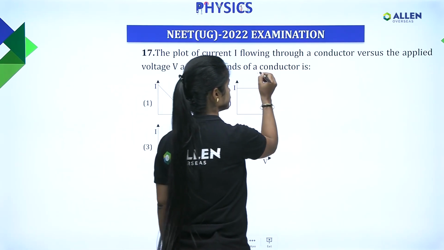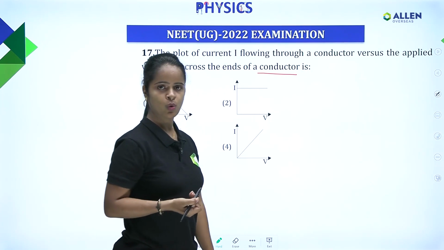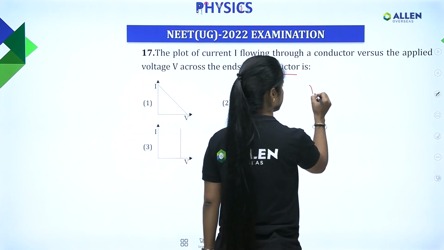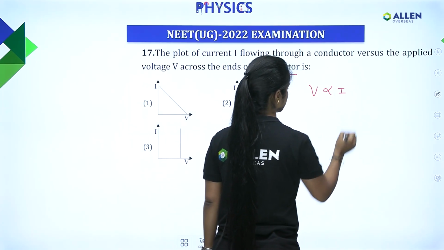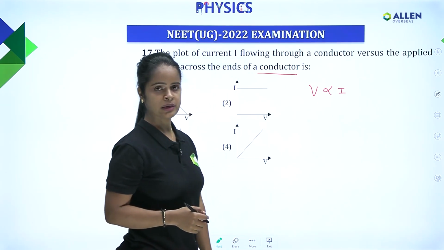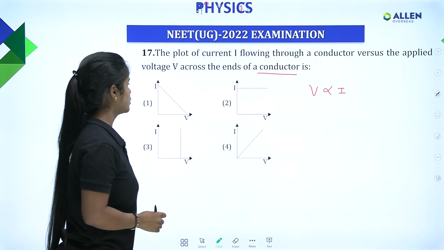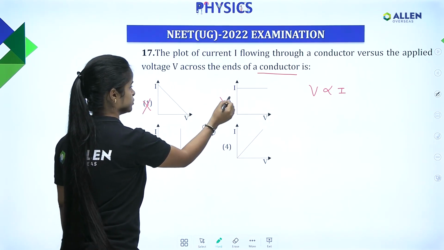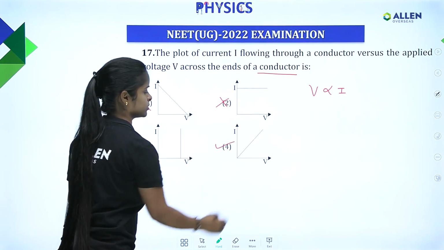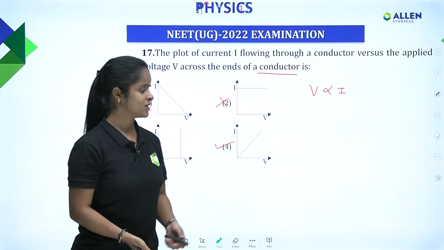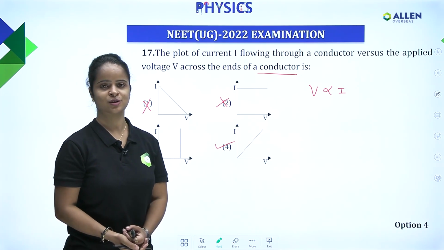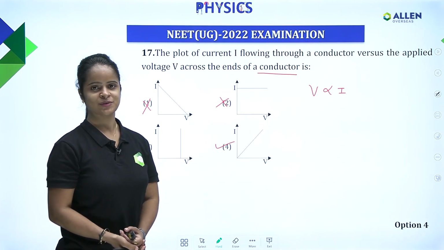Now here we have a conductor, and conductors obey Ohm's law, and according to Ohm's law V is directly proportional to I. So what you are going to get is a linear graph passing through the origin. So option number 1 is wrong, 2 wrong, 3 wrong, option number 4 will be the correct option, and the same thing is written there. Hope it is clear to everyone.